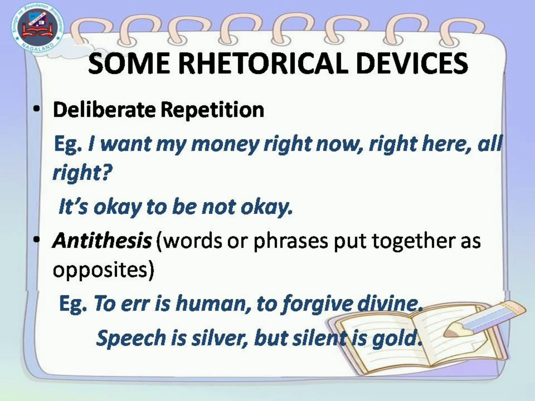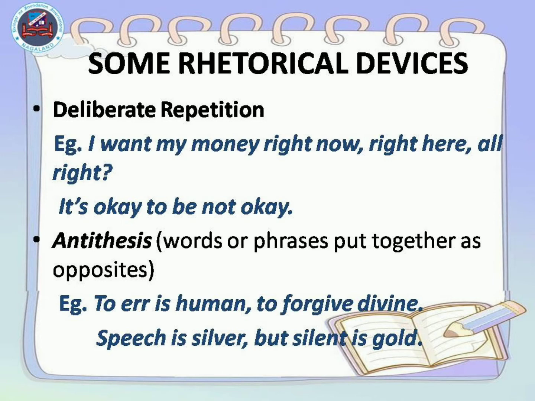Now, let us look at some rhetorical devices. The first one is deliberate repetition. This is nothing but purposefully or intentionally repeating something. The example is given in the slide. I want my money right now, right here, all right? And the second one, it's okay to be not okay. So those are deliberate repetition.